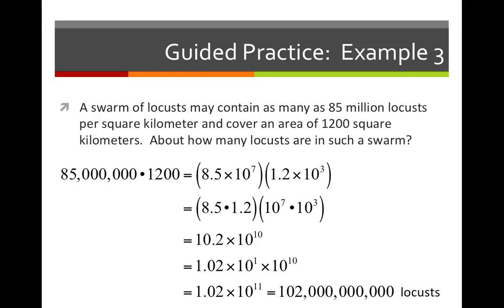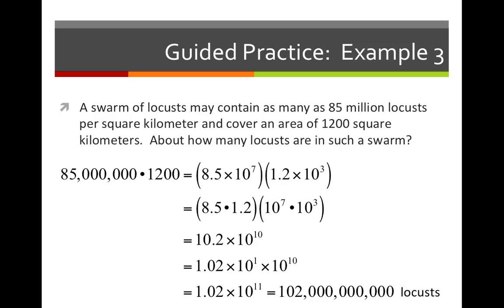If we change those into scientific notation, then that's going to be 8.5 times 10 to the 7th times 1.2 times 10 to the 3rd. And then again, since this is all multiplication, we can rearrange the order and we can combine the base 10 factors together and combine the decimal factors together. So taking 10 to the 7th times 10 to the 3rd means we can add our exponents and get 10 to the 10th. When we take 8.5 times 1.2, we end up with 10.2.